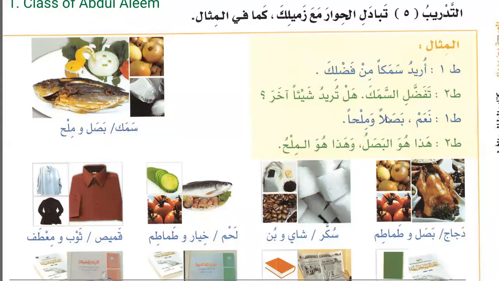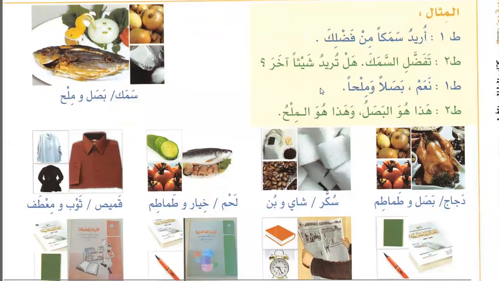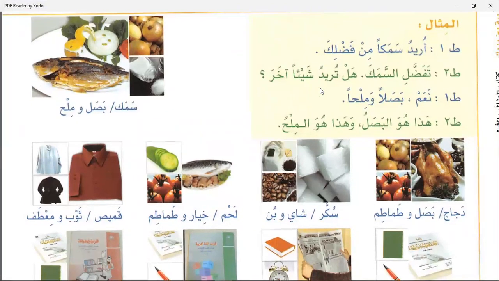So samak, basal, milh are the object of the sentence, that's why they have fatha. Samak is also here the object of the sentence, so it has fatha. Then, okay, nothing special. Who wants to read? Reena, you are first. Satya, you are second.